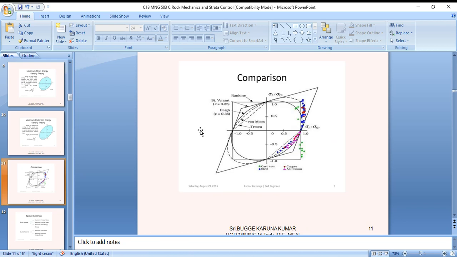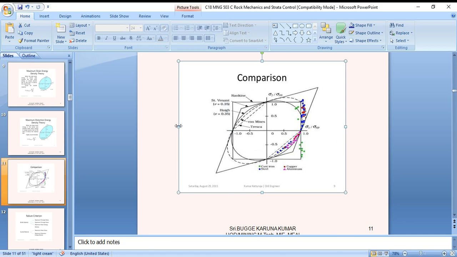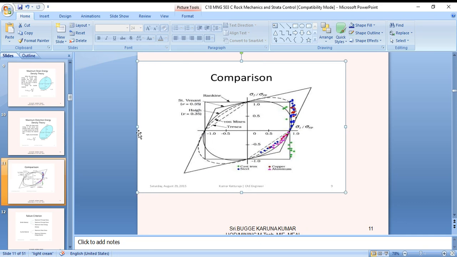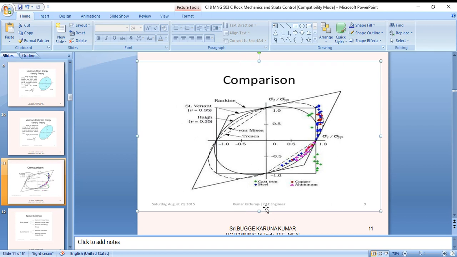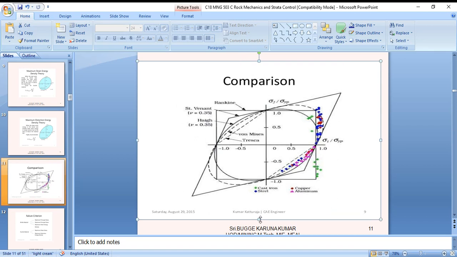Comparison of all the theories, the Rankine principles and so on, for copper, aluminum, cast iron, steel. These are the other comparisons, sigma y by sigma 2. These are the comparisons to study for the different theories.